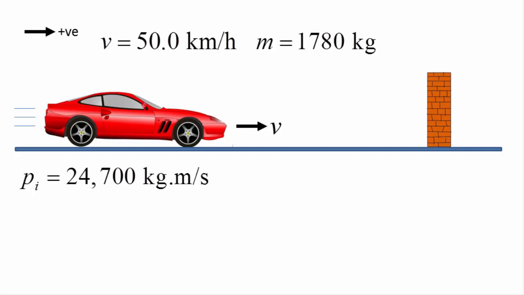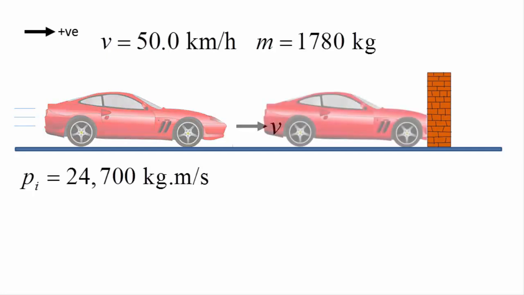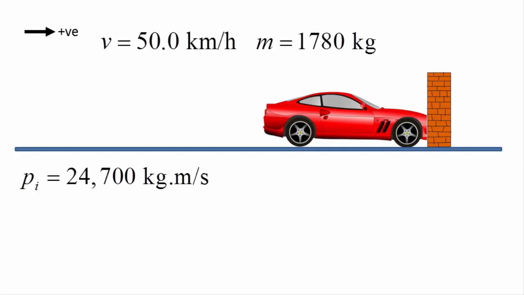The driver is busy checking his Facebook status on his mobile phone and doesn't see the brick wall in front of him. He drives straight into the brick wall at full speed and crashes into the wall, coming to a complete stop without any rebound. What is the momentum of the car after the collision?